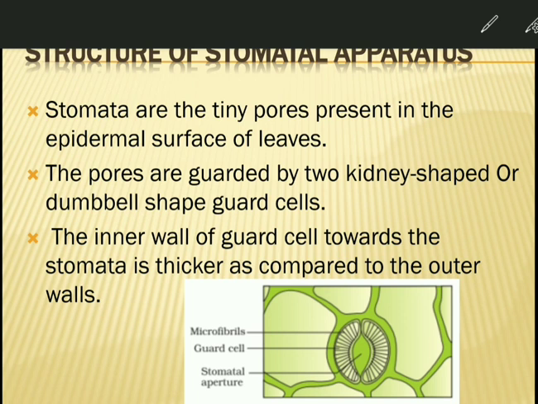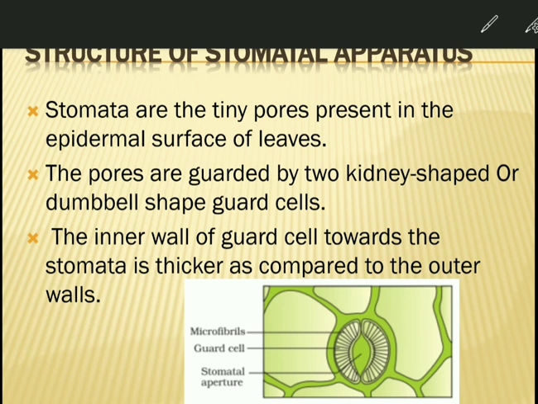So what is stomata? Stomata are the small pore or opening present on the epidermis of the leaves or on the young stem. Now this small opening or pore is guarded by guard cells. This guard cell is either kidney shape in dicot or dumbbell shape in monocot.